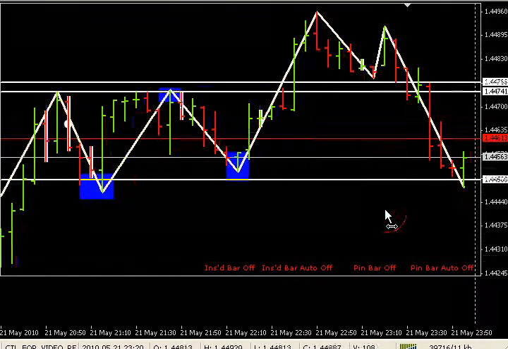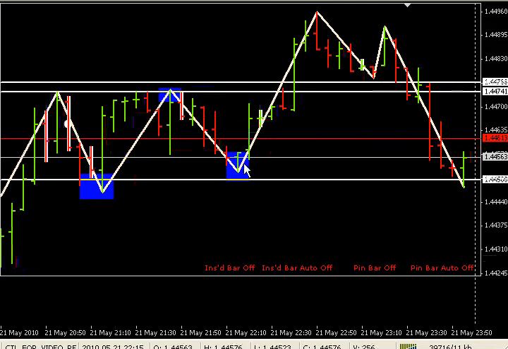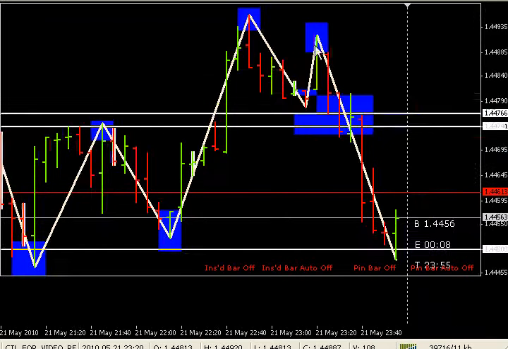It bounces and takes out this level. So this now becomes impulsive. Now this is nice here. It makes a new high, corrects, fails to make a new high, and then gets through this level quite clearly. So now we're in a downtrend, possible downtrend, impulsive wave.